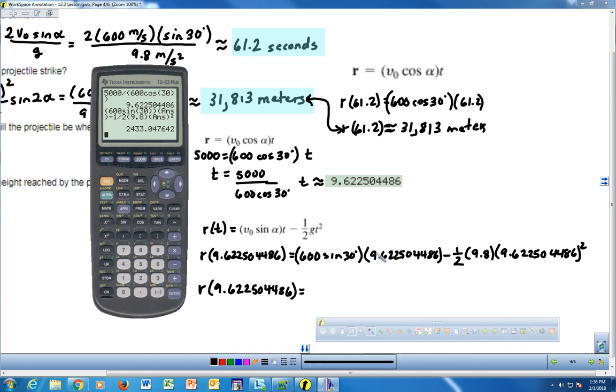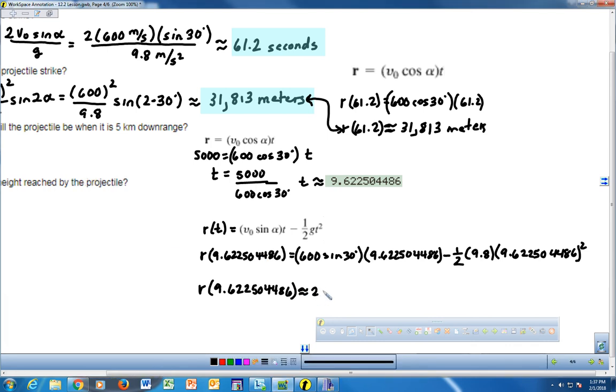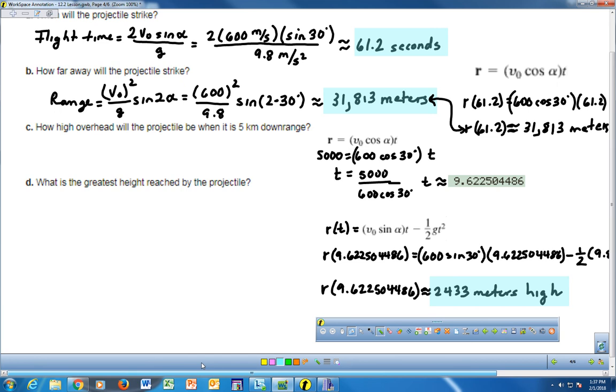2,433. So that means that it is going to be at a height of 2,433 meters approximately when it has covered 5,000 meters, which is 5 kilometers horizontally. The projectile is going to be at this height, 2,433 approximately meters high. Okay, that's the answer for letter C.